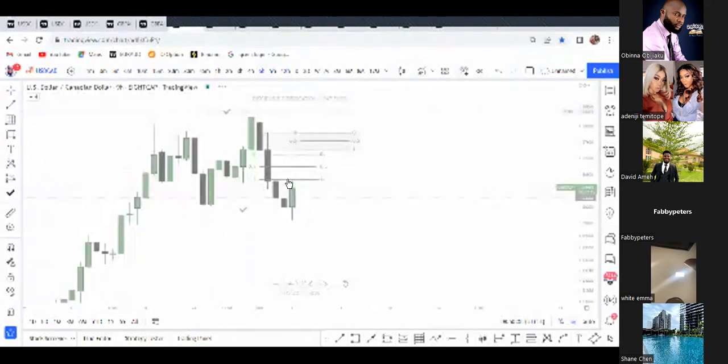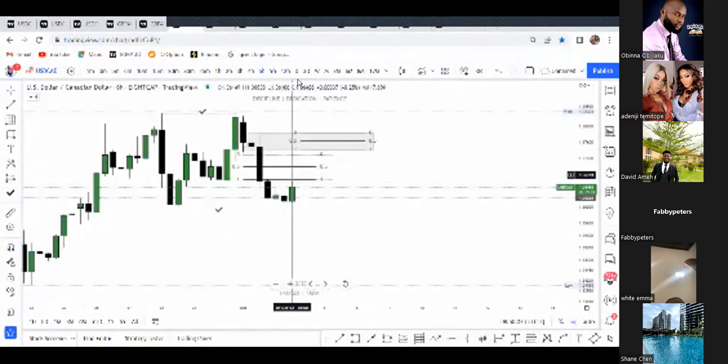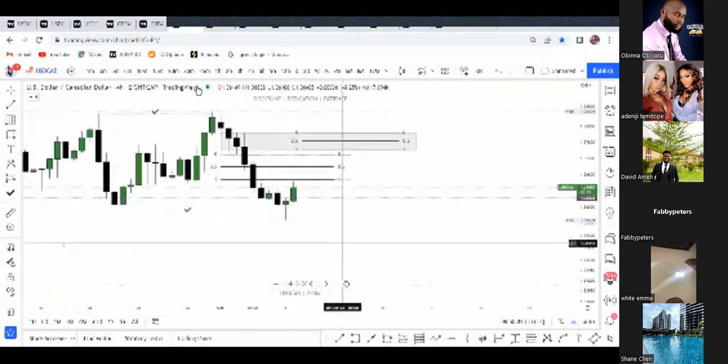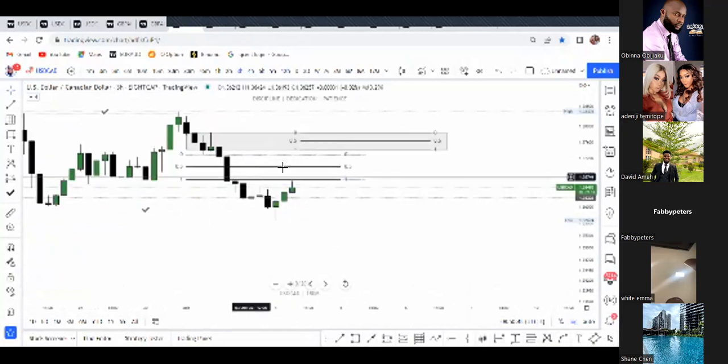So guys, that's all for today. I've taught you liquidity in different formats. So that's all for today's class. So any reaction in this zone, I will consider valid for me.